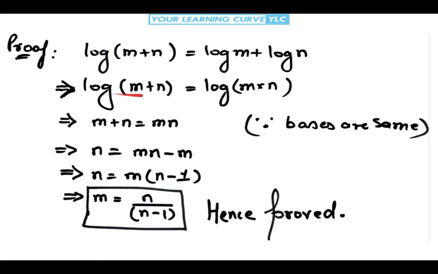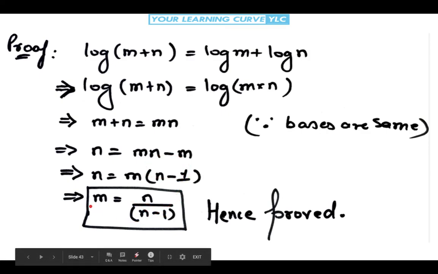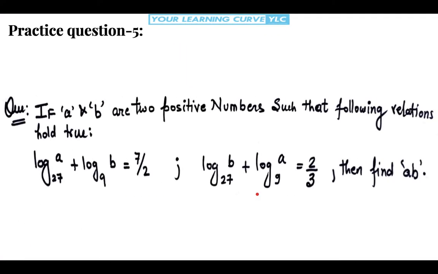We can say that if the logarithm of these two numbers is equal, then m plus n is equal to mn. Bases are same. We take n on this side and bring this m over here, take m common, bring it to LHS, and you will get that m is equal to n upon n minus 1. This is just solving for the value of m. We'll get the answer. Let's do one more question.